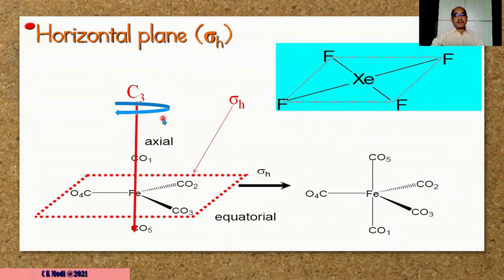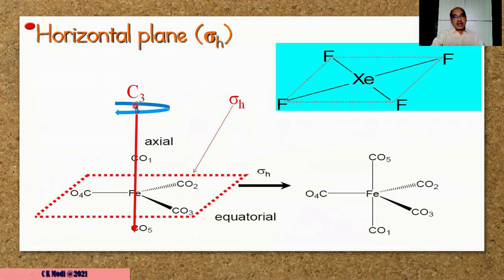A horizontal plane. Look at this molecule. This is a trigonal bipyramidal structure. Now, if we can pass a plane through this trigonal bipyramidal structure in such a way that it divides the molecule into two parts, both parts which are mirror images of each other. Okay.